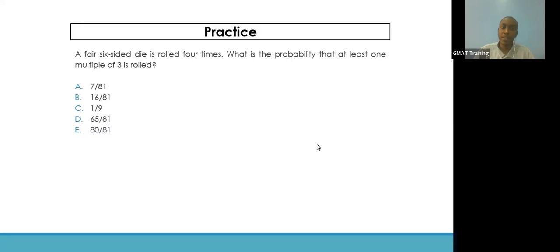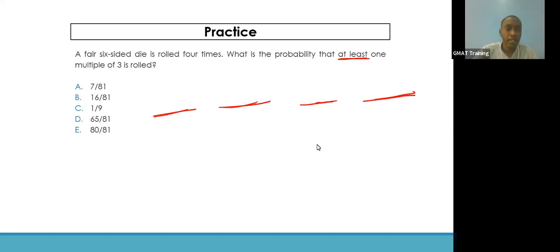Okay, a fair 6-sided die is rolled 4 times. Now we have 4 rolls. What is the probability that at least one multiple of 3 is rolled? Okay, interesting. Now we have a fair die, and it's rolled 4 times. What's the probability that at least one multiple of 3 is rolled?